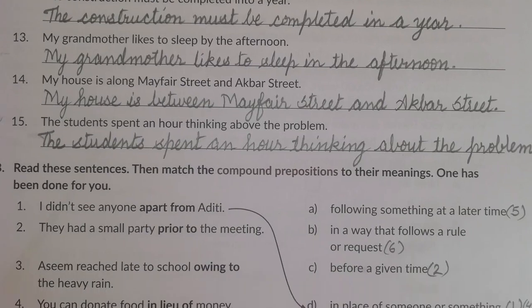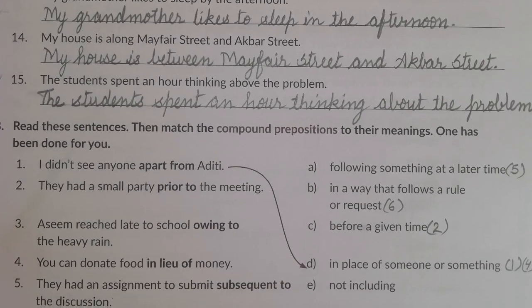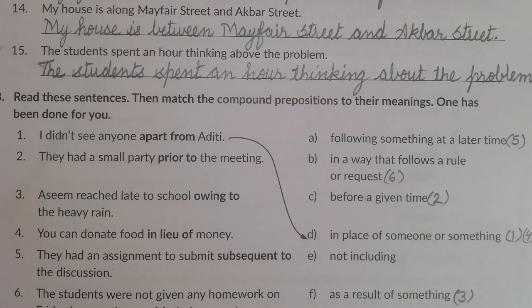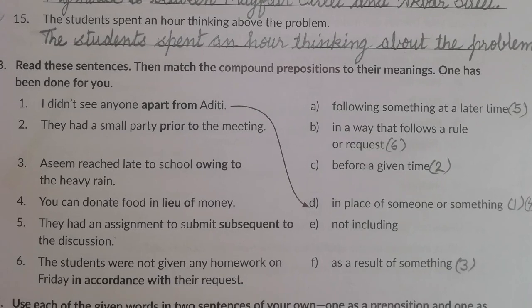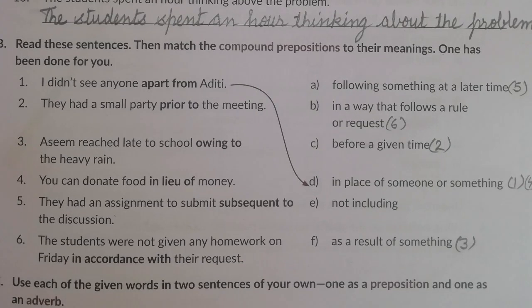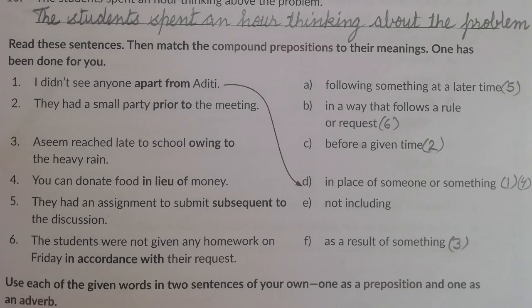And after this, the match the following is given. You have to choose the correct one according to the compound preposition. The compound prepositions are given downside. So in first, D will come for first and fourth, and in second, C will come, third, F will come, and for fourth, D will come, and in fifth E will come, and for sixth B will come.